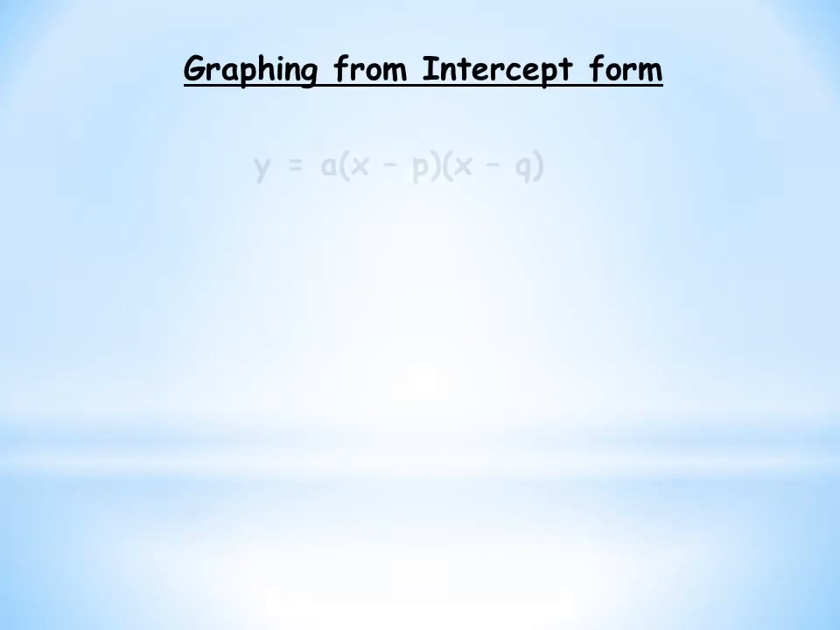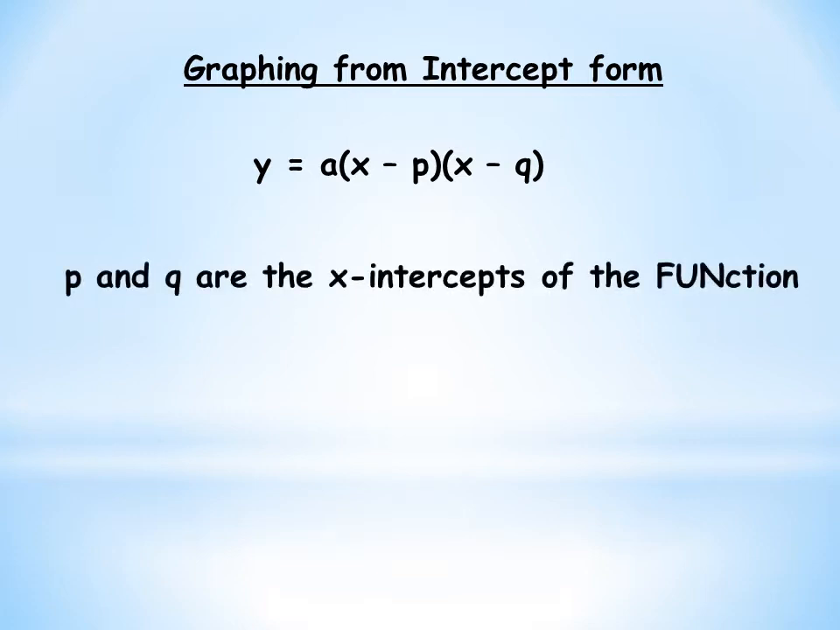So graphing from intercept form, it looks like this. This is the standard form of intercept form. P and Q are the intercepts of the function, and remember, because there's a subtraction sign in the form, it's always going to be the opposite sign of what you see here. So positive P and positive Q are the intercepts of the function. So (P, 0) and (Q, 0) would be your two intercepts.